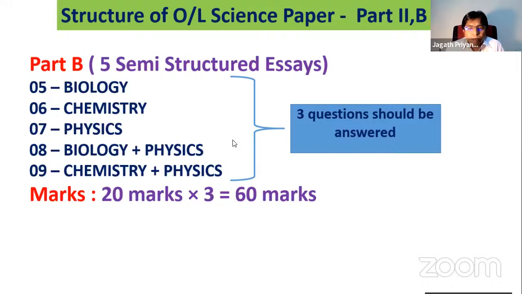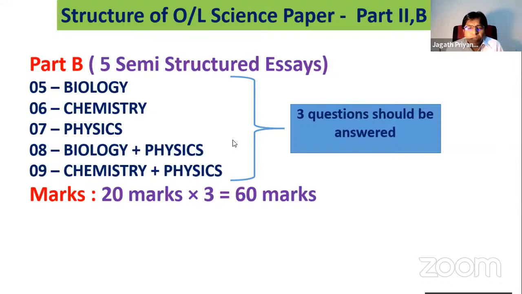Then question number 6, completely from chemistry. Each question carries 10 marks, actual marks 10 marks out of 100, but here it's a mark out of 200, that's why you get 20 marks. So question number 7, physics, and question number 8, biology and physics, and question number 9, chemistry and physics. So you can select any 3. So you are given an additional 10 minutes reading time to select the questions. Out of these 5, any 3 you have to answer.